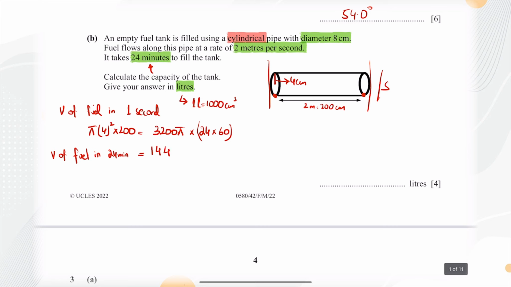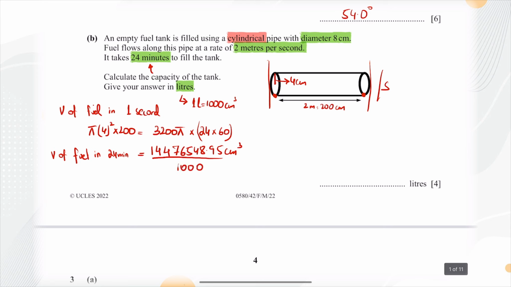And the number is basically 1447654.8.95. And clearly this is not the final answer. Why? Because it's in centimeter cube. Now how will I convert centimeter cube to liters? I will divide it by 1000. So let's divide it by 1000.